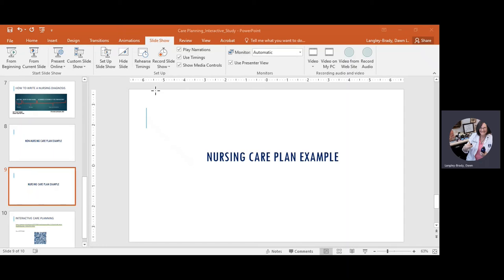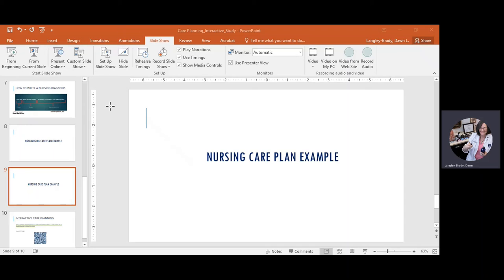So the diagnosis was acute pain. You see right here, and it says related to shunt placement surgery. That's fine. As evidenced by pain score, 8 out of 10. Well, I want more than that. Pain score of 8 out of 10 on which scale? Okay, FACES scale, numerical rating scale, and I also want some subjective data there. You quote the patient, "My head really hurts." Okay.